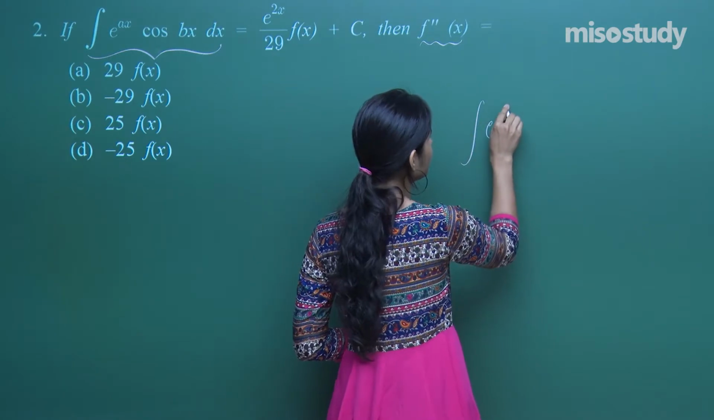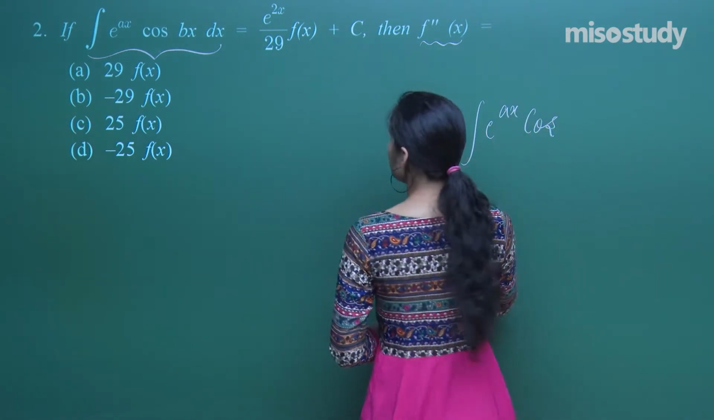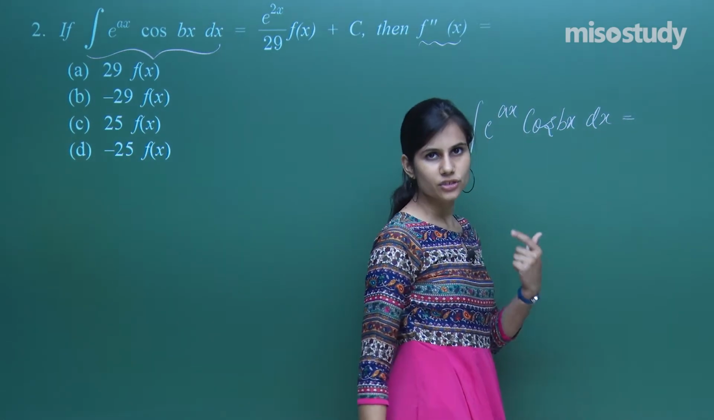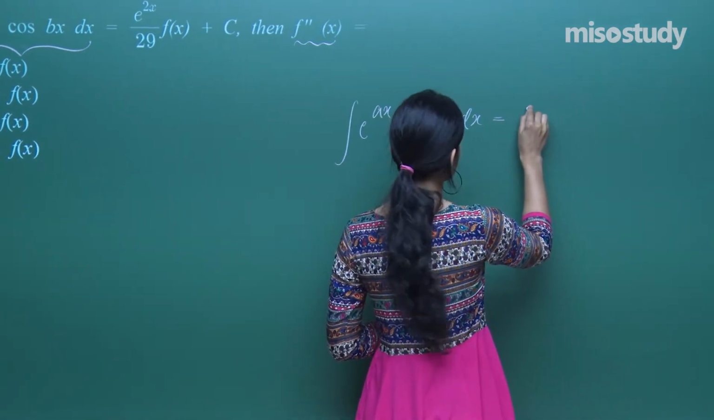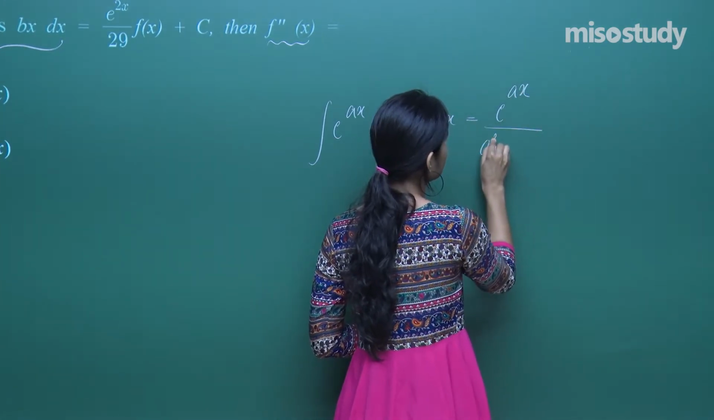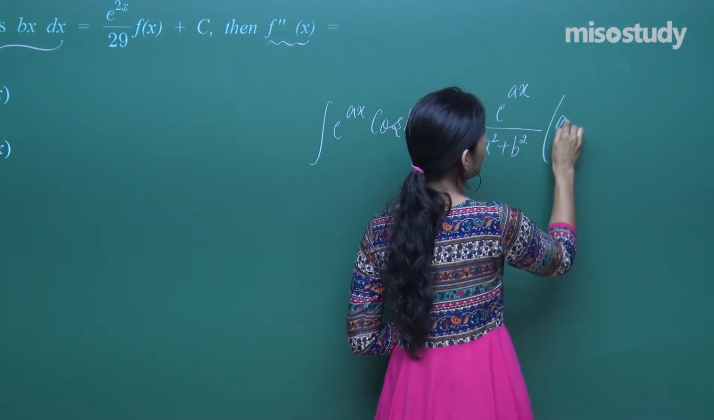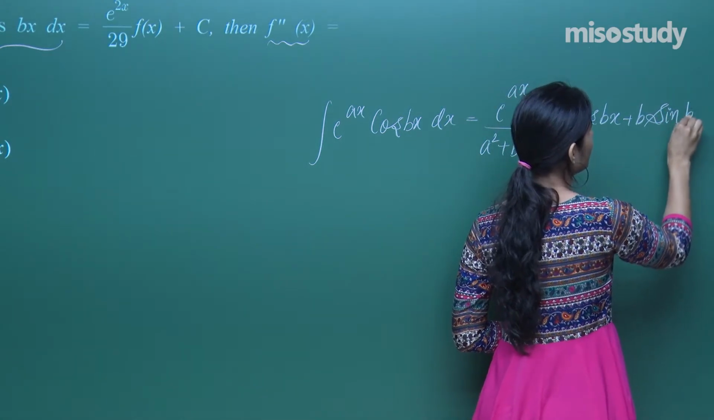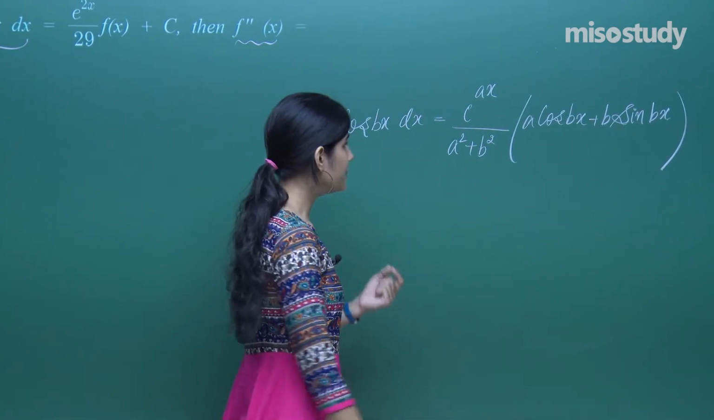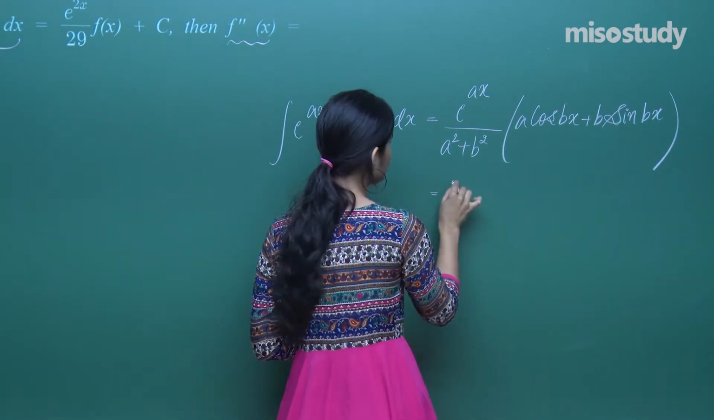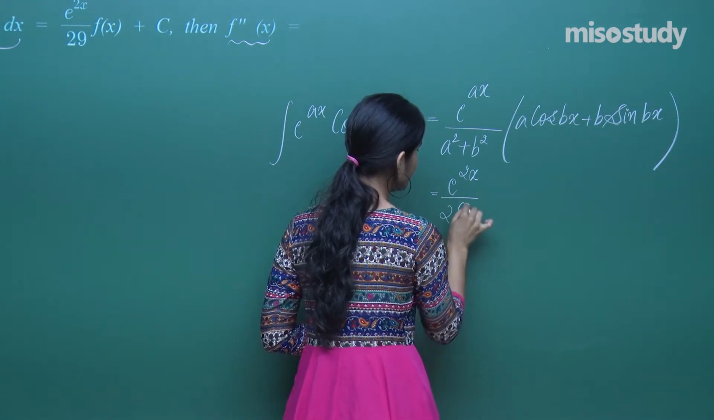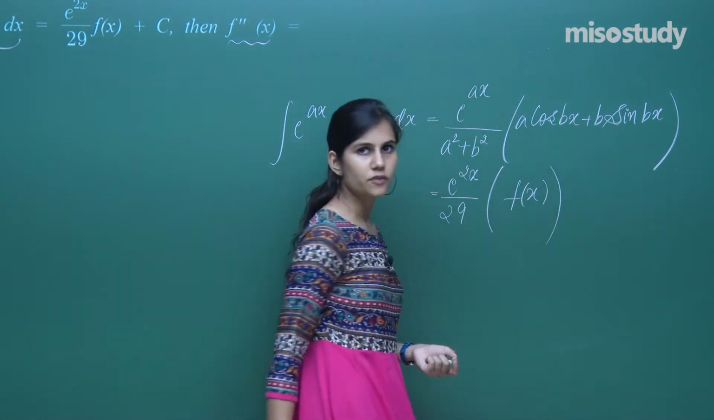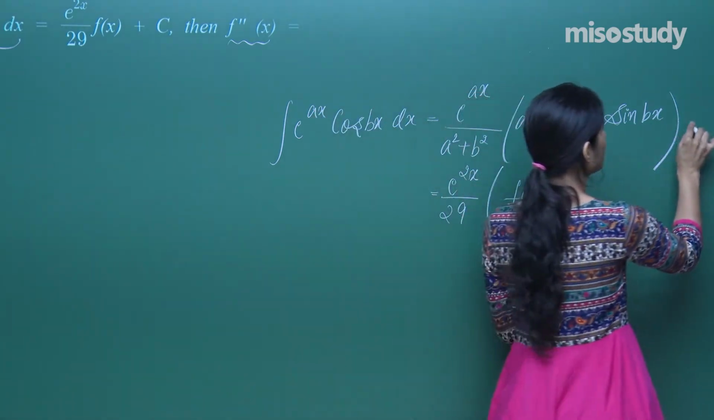We know that integral e to the power ax cos bx dx is actually equal to e to the power ax upon a square plus b square, (a cos bx plus b sin bx), right? But this has been given equal to e to the power 2x by 29 f(x) plus constant of integration. Obviously plus c is going to come in both the places.